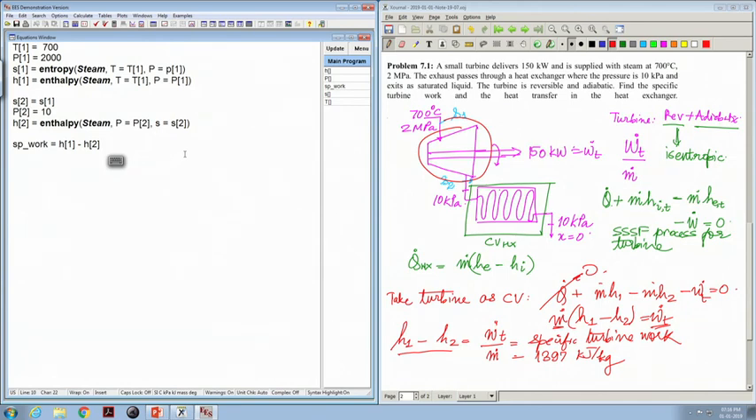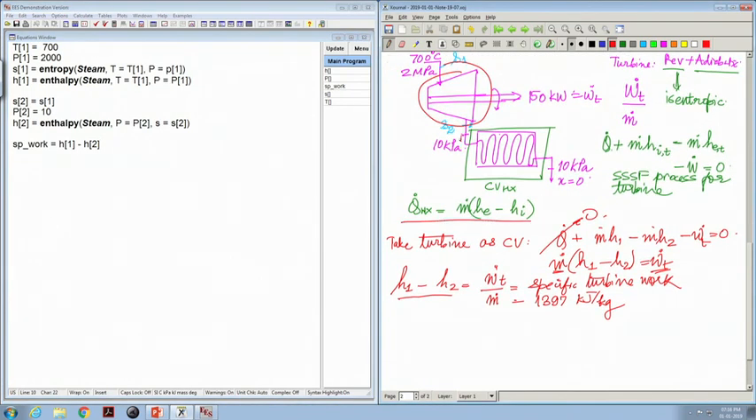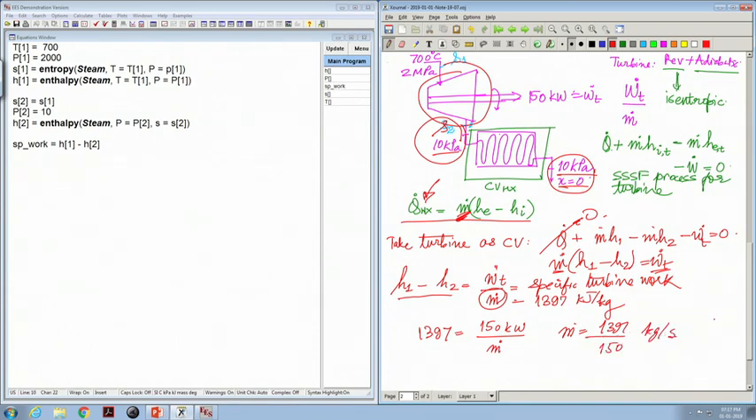As a matter of fact, we need to find out the mass flux. We know what this state is because we know the entropy and the pressure. Similarly, we know what this particular state is because we know the pressure and the quality. What is not known is the mass flux. If the mass flux is not known, I cannot find out the heat transfer from the heat exchanger. So, fine, 1397 is essentially 150 kilowatt divided by the mass flux, and thus the mass flux is equal to 150 divided by 1397. This is in kg per second.